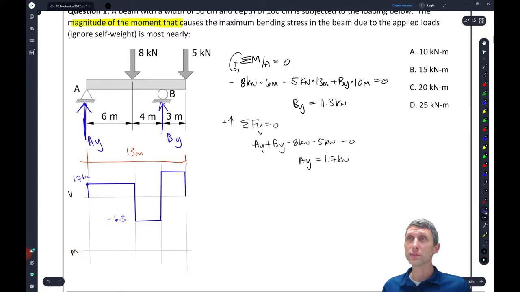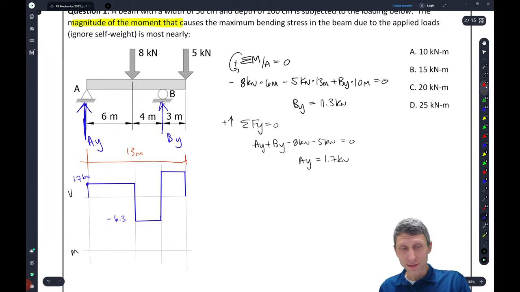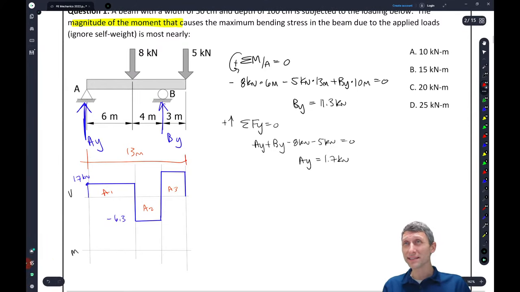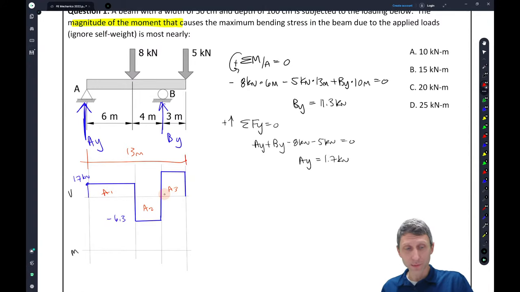What we want to do is go ahead and integrate this area. Again, you could do this the calculus way, or I would suggest the non-calculus way here, because we have rectangles. We could label these areas A1, A2, and A3. One of the things that I want to point out is we have two points where we hit zero moment, right? Two points for zero moment means we're going to have either a max or a min. So if we find these areas, area one is equal to what?